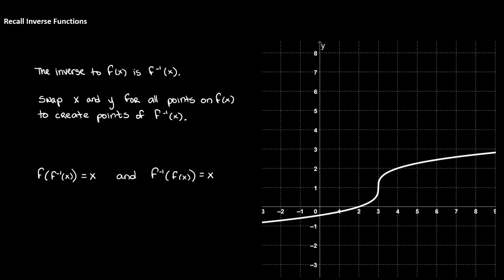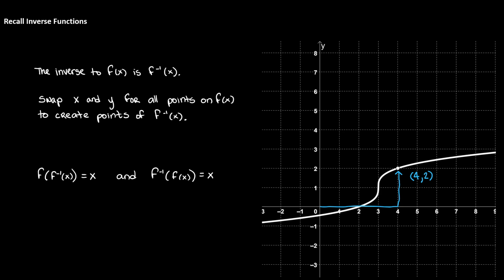Recall the relationship between a function and its inverse. Essentially, for any function that is invertible, you can swap your points x and y. So if we're looking at a function f of x on the screen and we pick out a point like (4, 2), that means we traveled horizontally 4 units and vertically 2 units.